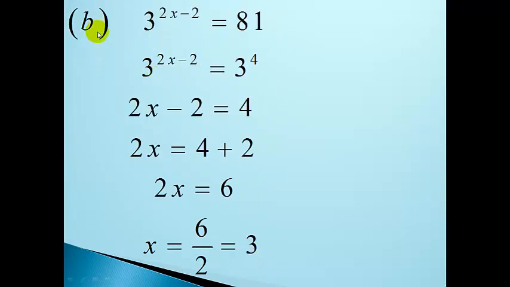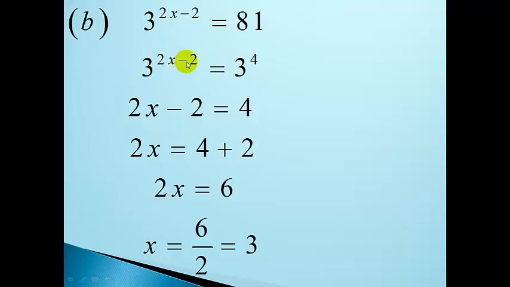Now, we look at the solution to question B. 3 raised to the power 2x minus 2 is equal to 81. The bases are not the same, so we have to express 81 to have the base 3. Now 81 can be expressed as 3 raised to the power 4. This is because 3 raised to the power 4 is the same as 81. Now the bases are the same, so we equate the exponent.